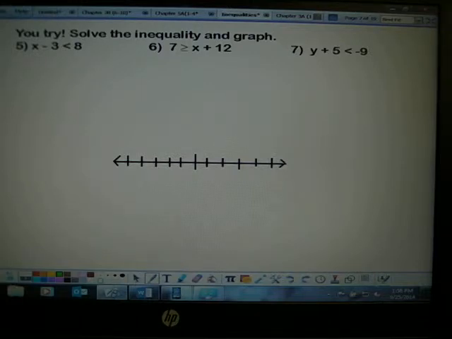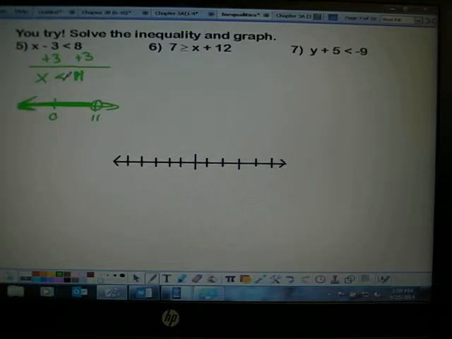Okay, to go through these problems, what we're going to do is add 3 to both sides. We get x is less than 11. And x is less than 11. If you were to graph this, you would have 11 somewhere over here. So as you get on that number line, you have 0, you have 11 clear over here. It would be an open circle at 11, and you would be shading everything to the left.